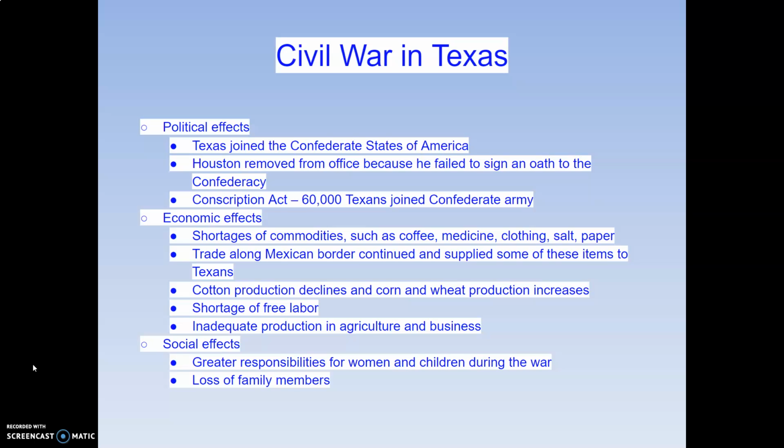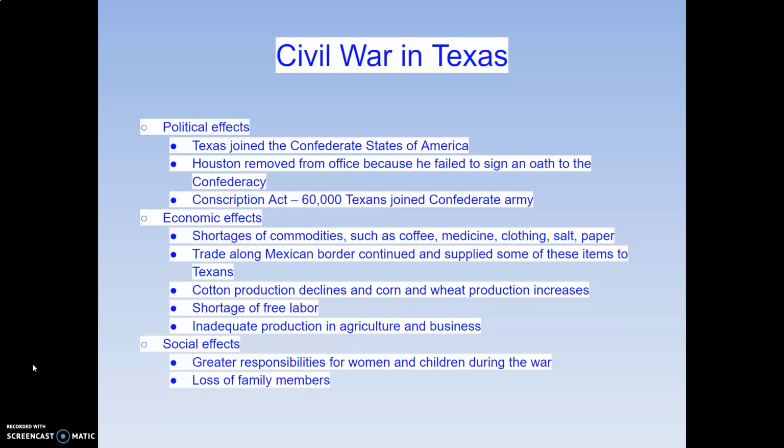The political effects, of course, change countries. So when Texas joined the Confederate States of America, we know that Houston was removed from office because he said he was not going to sign a loyalty oath to the Confederacy. Also, they had to enact a conscription act in order to raise an army. So 60,000 Texans joined the Confederate Army.